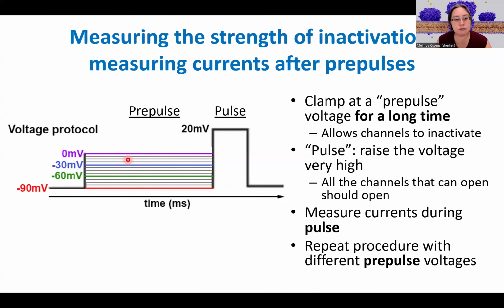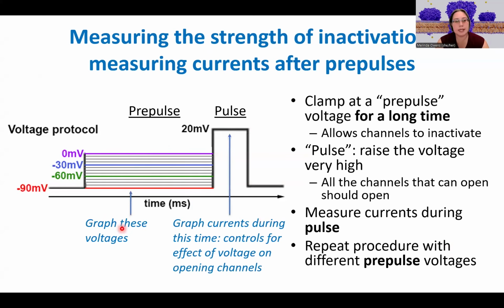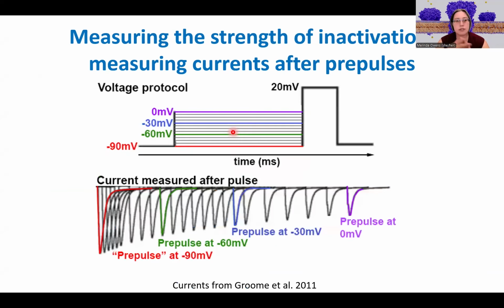But you pre-pulse at different voltages, and you always pulse at the same voltage. And so that controls for the fact that different voltages will open different numbers of channels. You always pulse at +20 to keep that the same. And what you graph on the x-axis will be all of these different pre-pulse voltages, and then at each voltage, you'll graph the currents during the pulse. So here's what that will look like.